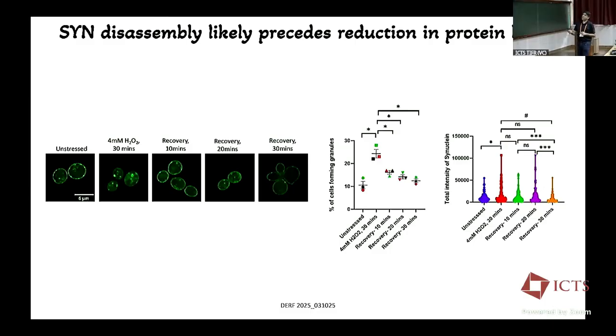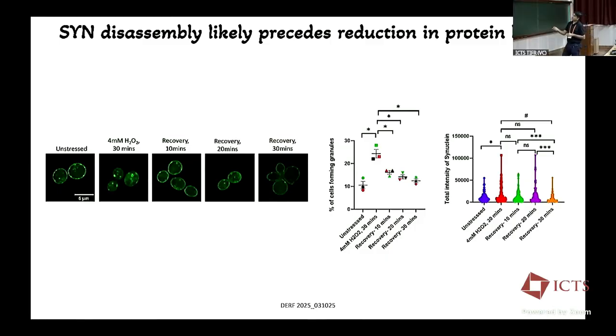So Sakshi did a time course experiment. So this is how it looks. Now we are looking at synuclein. This is how it normally looks. You stress it, you can see aggregates, you let it recover, and what we find is that the aggregates disappear, and then slowly the protein levels start going down, right? So this is how it normally happens.